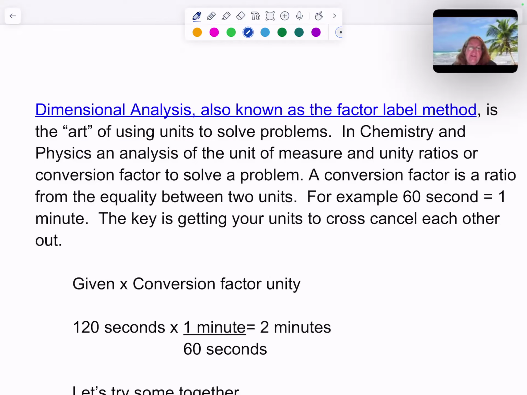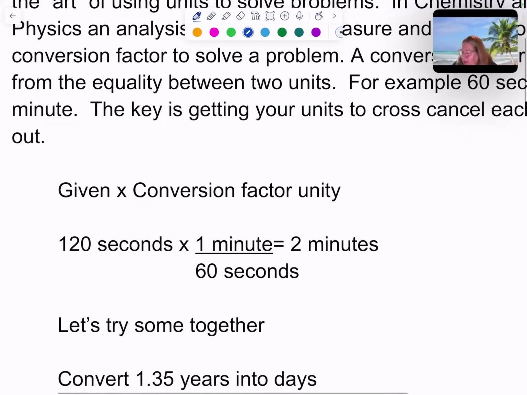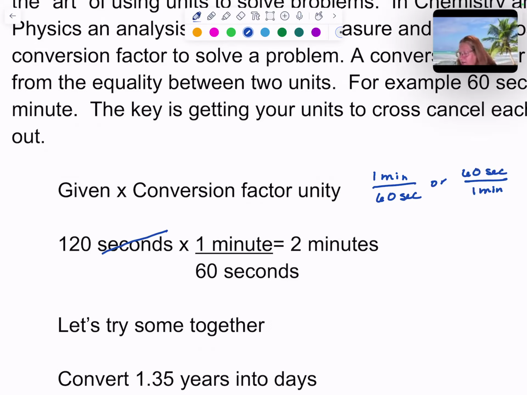2 minutes. Well, we know that one pretty easily because we know that for every 1 minute, there's 60 seconds. But if we look at it math-wise, what's happening here? We're taking 120 seconds, our given, we're taking the unit of the given, seconds, and putting it in the denominator of our conversion factor. Because a conversion factor can be written either way. You can write 1 minute over 60 seconds, or 60 seconds over 1 minute. And the key here is you want the unit that you want to get rid of on the bottom so that it cross cancels out.